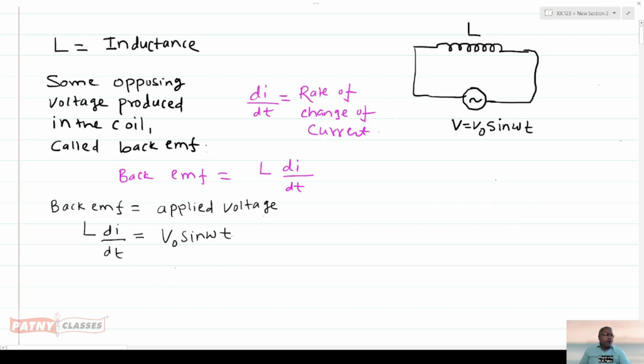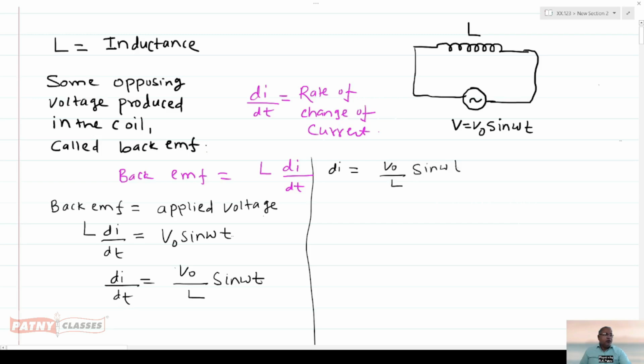We know the applied voltage, that is V equals V naught sin omega t. We need to find how much current is flowing through the inductor. To find the value of the current, we have to do some adjustment here. First of all, di by dt equals V naught upon L sin omega t. Rearranging, di equals V naught upon L sin omega t multiplied by dt.